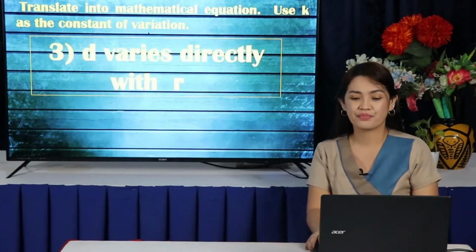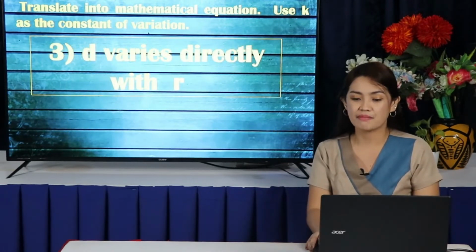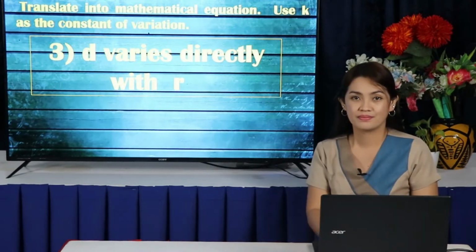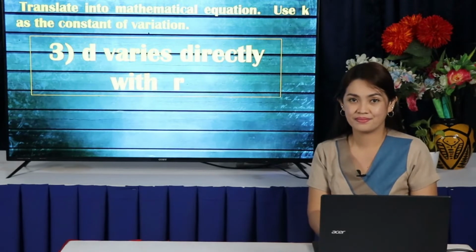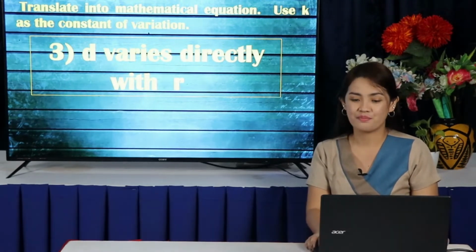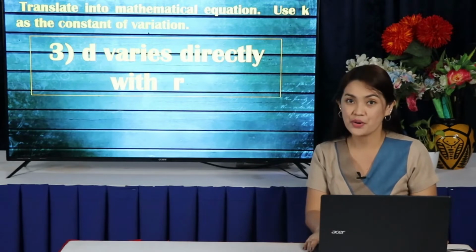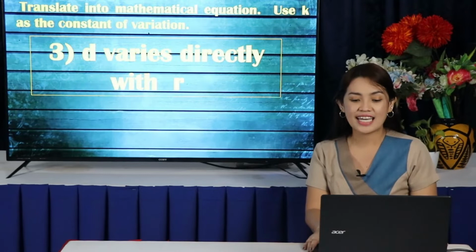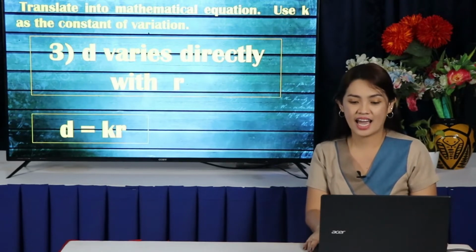Question number 3. Translate the mathematical statement. D varies directly with R. Your 5 seconds starts now. Time's up. What mathematical equation have you arrived? You are correct. The equation is D equals KR. This equation represents a direct variation.